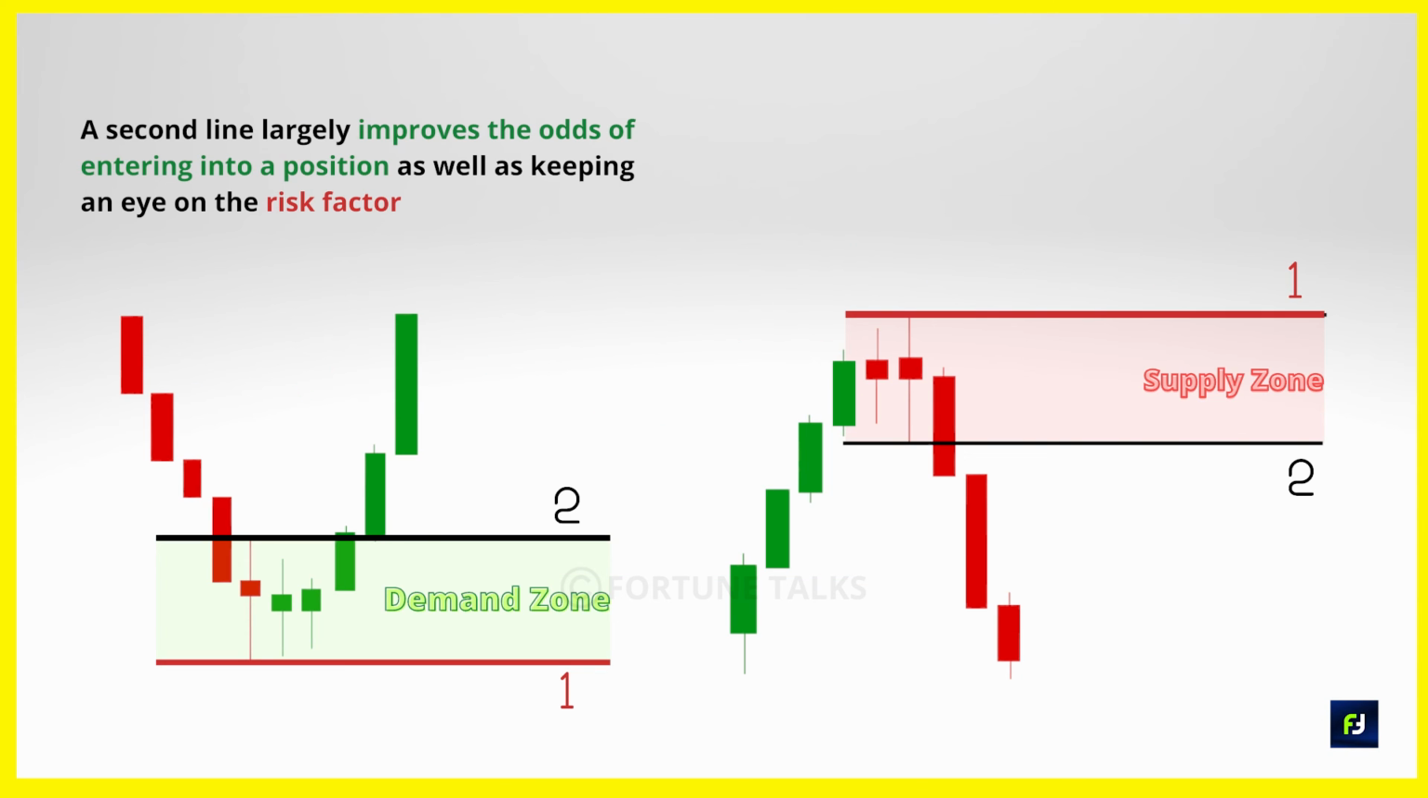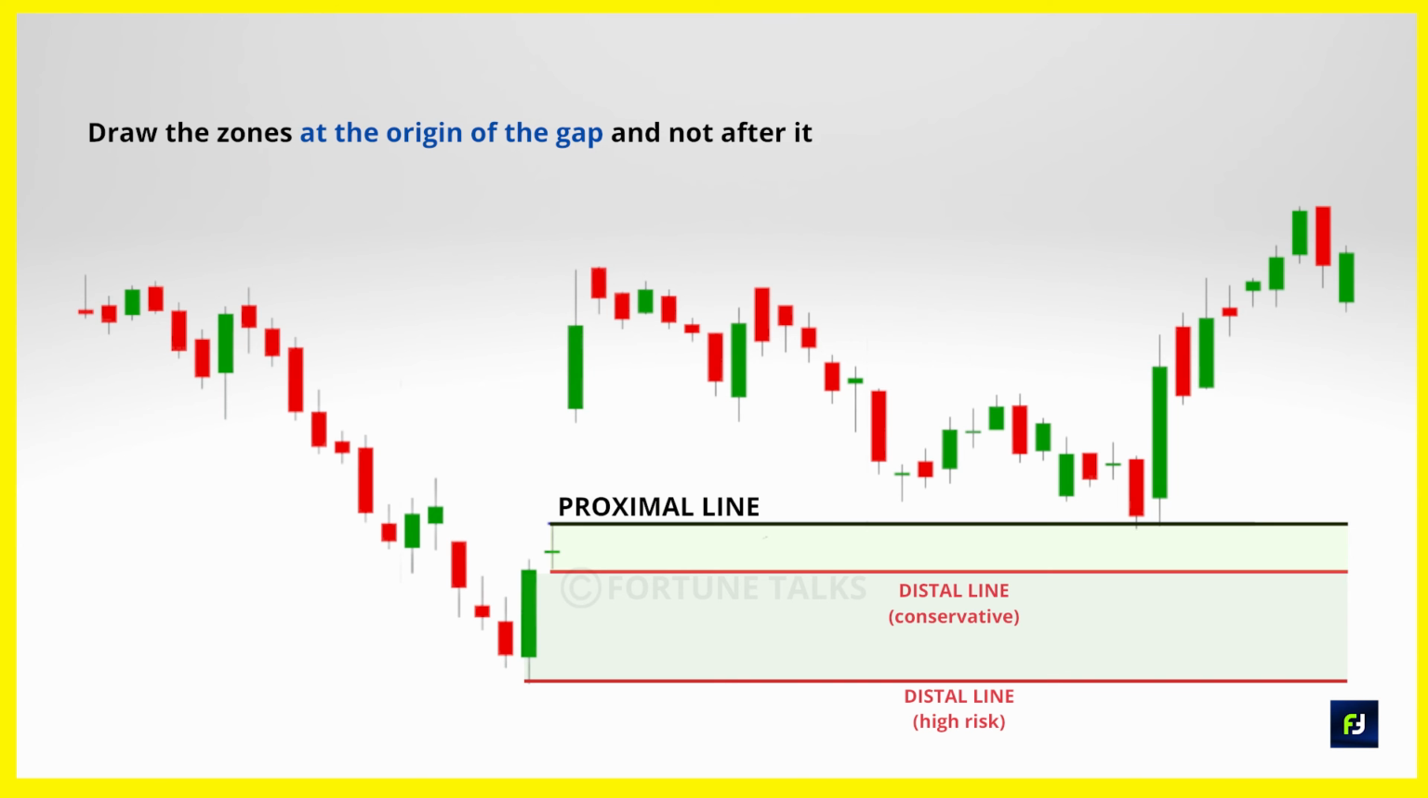And if you decide to include only the highest wicks for supply zone and only the lowest wicks for the demand zone, you are decreasing your odds of getting your orders filled by the market price. Now that is why we include a second line, which largely improves our odds of entering into the position as well as keeping an eye on the risk factor also. Again, when drawing supply and demand zones, you have to keep in mind both your risk exposure and your odds of making money.